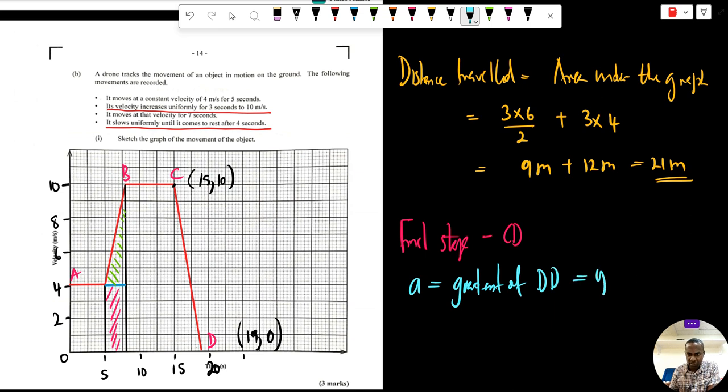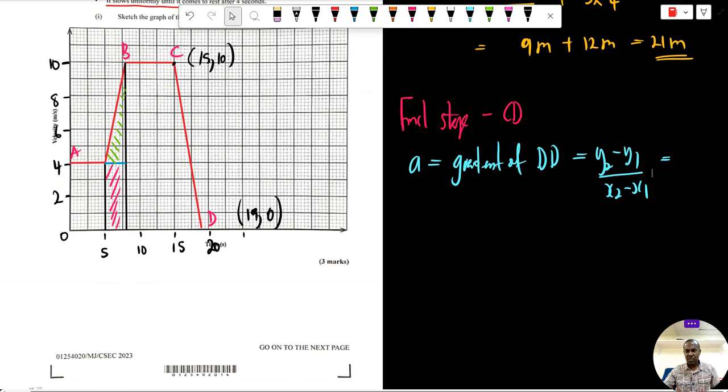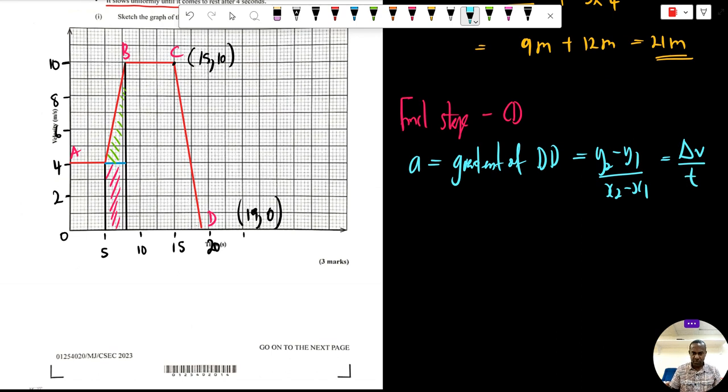And we know the formula is y2 minus y1 over x2 minus x1, or since it's a velocity-time graph, we can say that is going to be equal to the change in velocity, delta v, divided by the time taken, t, right? And therefore, the acceleration a is equal to 0 minus 10 divided by 19 minus 15. And so this gives us minus 10.